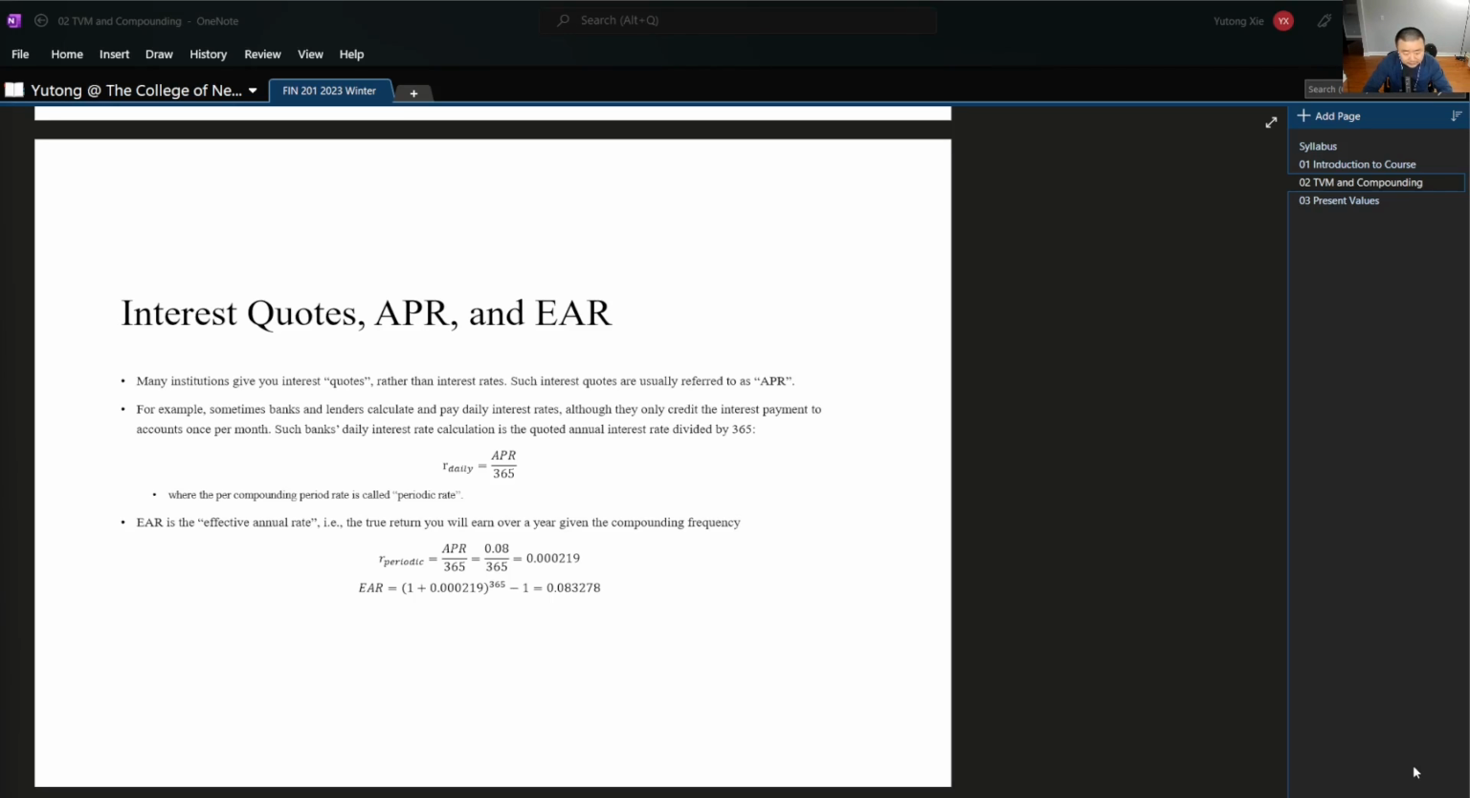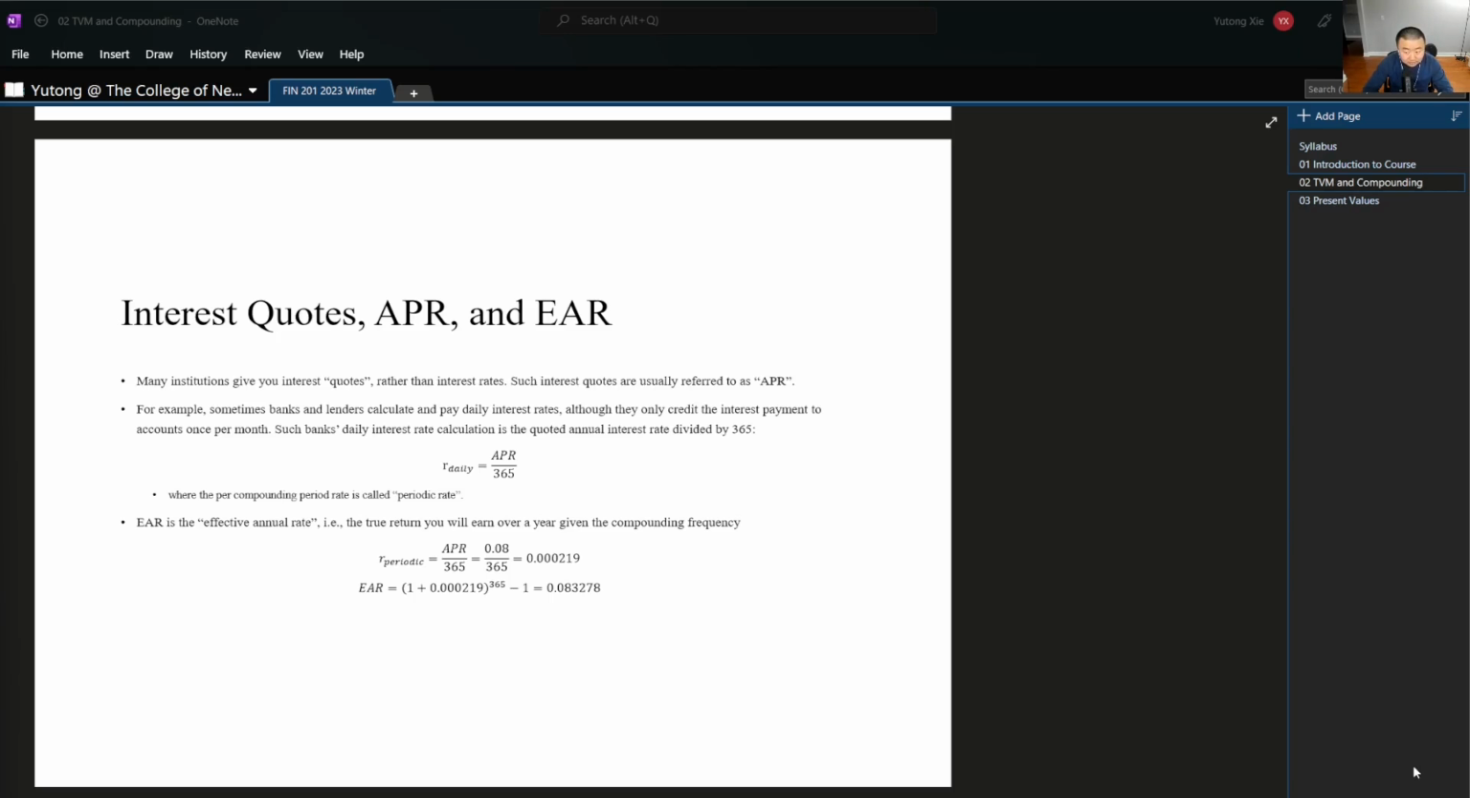So if it's daily compounding, that means within a year, you're going to compound for 365 days, right? So you're going to compound for 365 periods. So what you do is calculate the daily return, that's R daily, which equals APR, the quoted rate, divided by 365, the number of days, or number of compounding periods within the year. This daily return is called the periodic rate. Okay. On the other hand, the effective annual rate, EAR, is the actual return you're going to get.